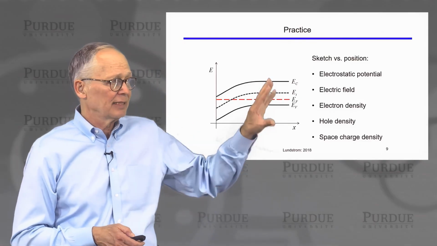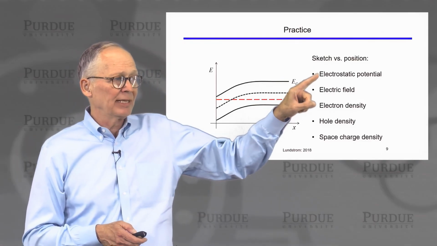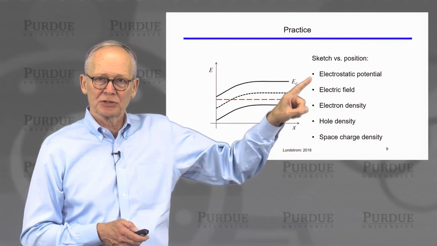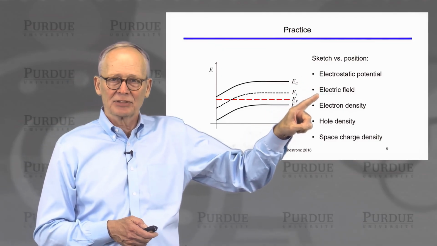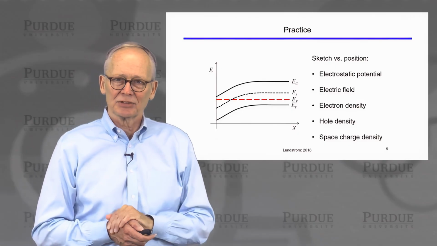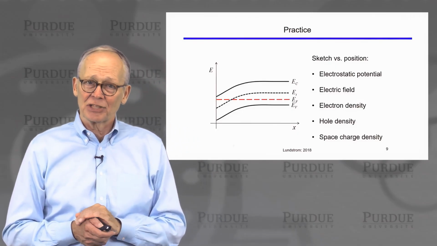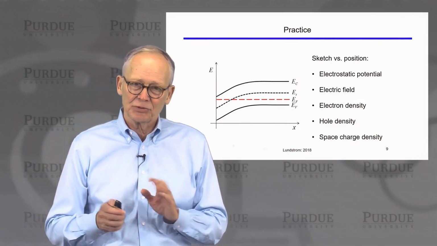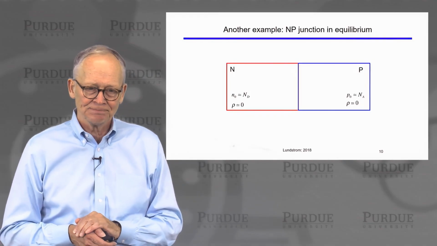So just for practice, take this energy band diagram and make a sketch of the electrostatic potential versus position, the electric field versus position, the electron density versus position, the hole density versus position, and the space charge density versus position. See if you can do that as a review.